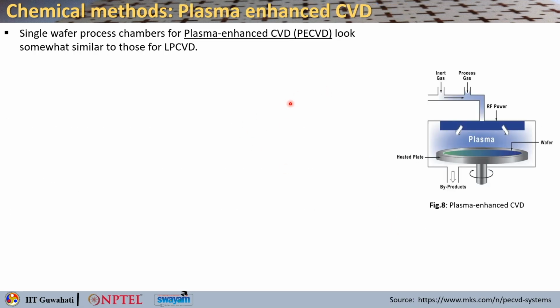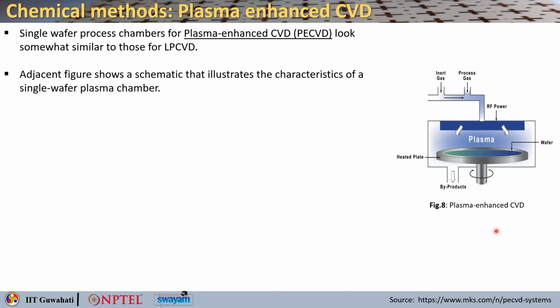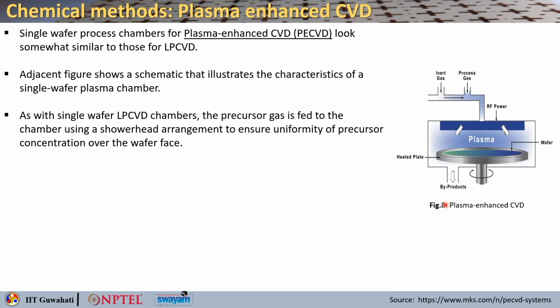Now, this is plasma enhanced CVD. Single wafer process chambers for plasma enhanced CVD look somewhat similar to that of the low pressure CVD. Here you have the inert gas and the process gas inlet, and you have the RF power. This is the wafer, and it is on a heated plate. This shows the single wafer plasma chamber, and these are the byproducts coming out.